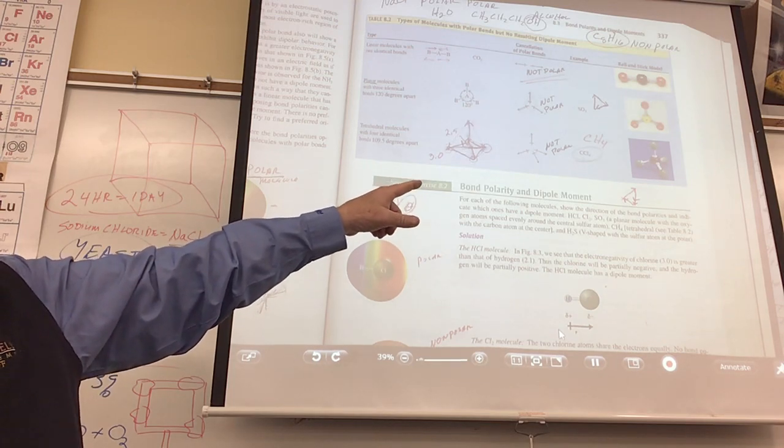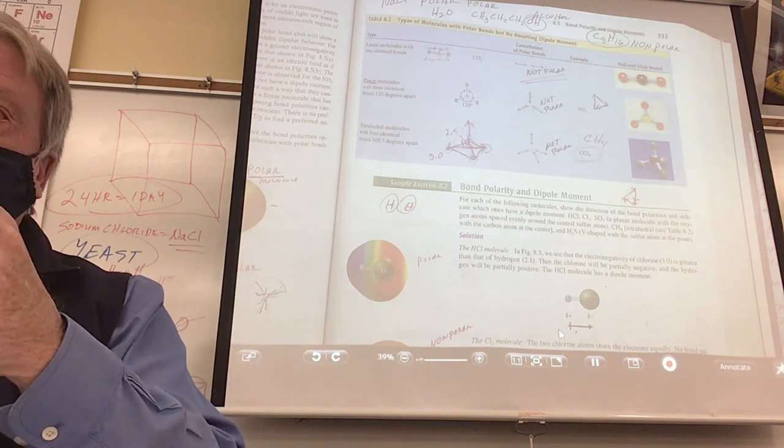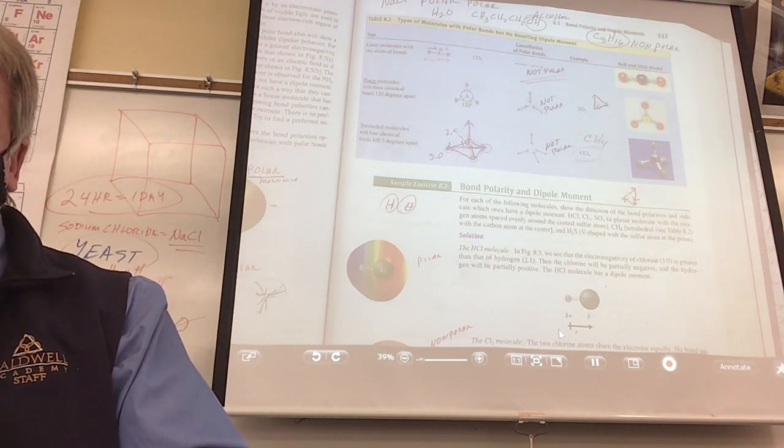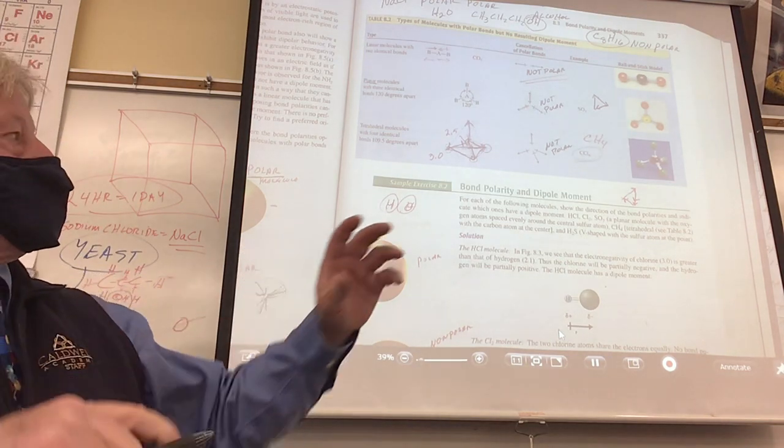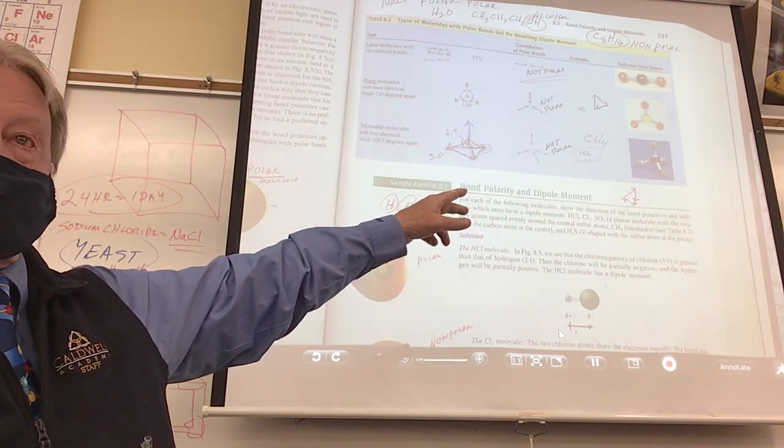A tetrahedron, and I should have got my ball and stick models out. Ball and stick means the balls are the atoms and the sticks are the covalent bonds. I'll get it out. Anyway, we're going to do a lot with those in the second semester.